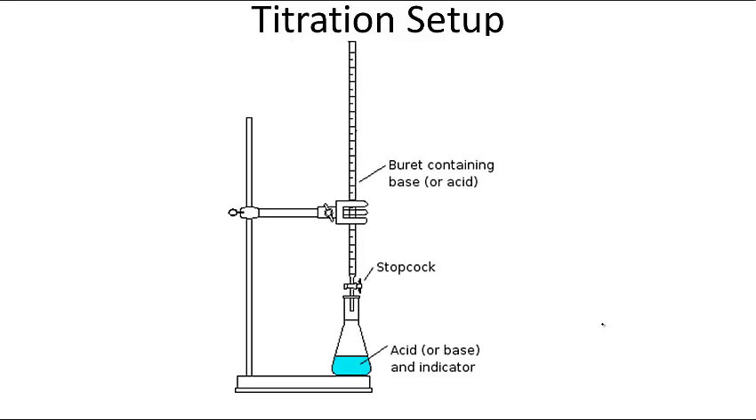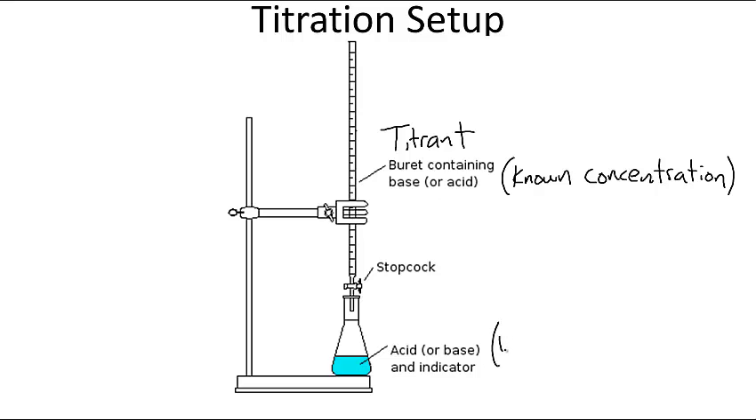The setup for a titration, we did one last week, so this shouldn't be unfamiliar. But you have a burette containing base or acid, and this is where you put your solution of known concentration. And we have a name for that solution that's up there. We call this the titrant. And then there's the solution at the bottom that has unknown concentration. That's the one we're trying to analyze. So we call it the analyte.